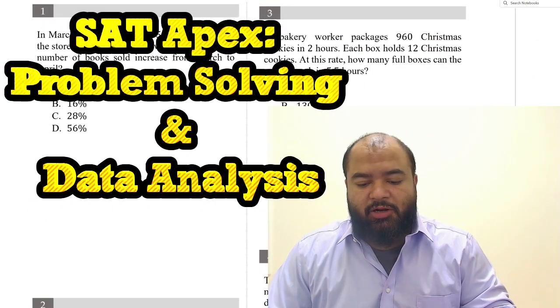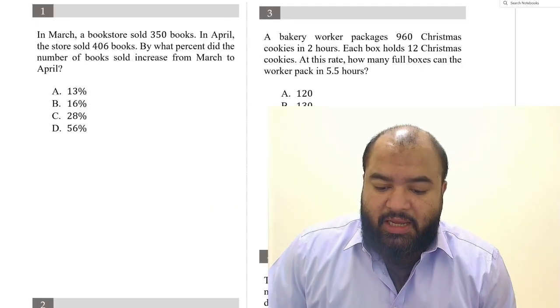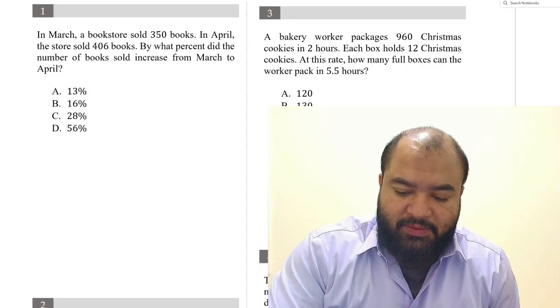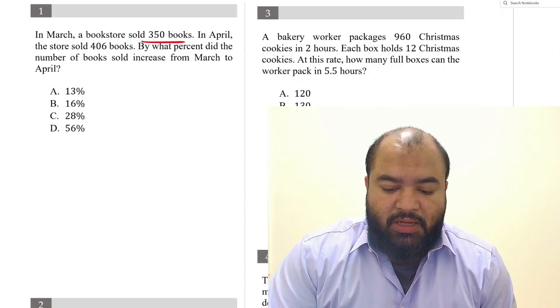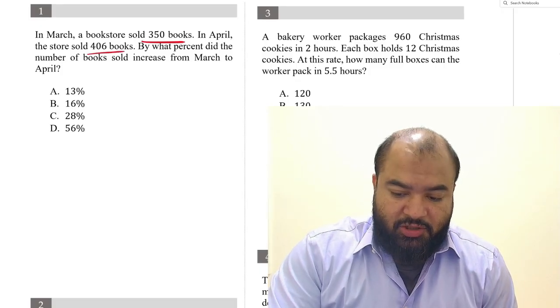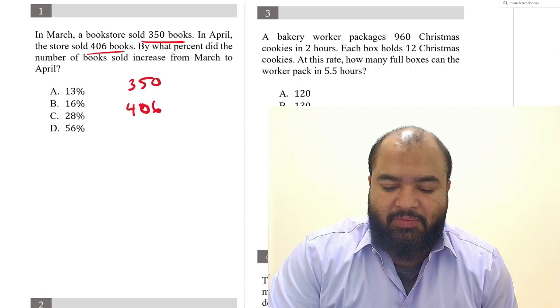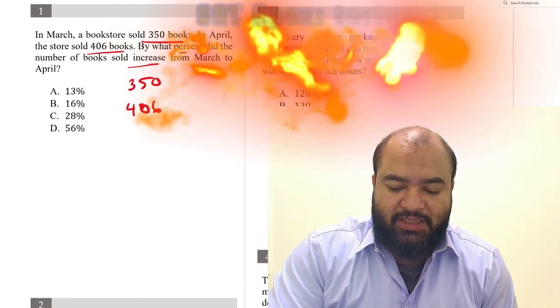Today we're going to learn data analysis part 1. In March, a bookstore sold 350 books. In April, the store sold 406 books. So March 350, April 406. By what percent did the number of books sold increase? This is called percent increase.